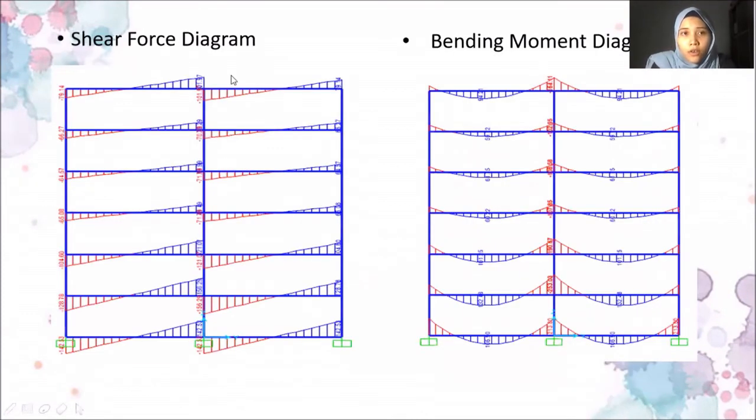Then for the shear force diagram, SAP 2000 analyzes the SFD for the beam on each floor, with the values. Likewise for the bending moment diagram, the software runs the analysis and shows the value of each part with the maximum bending moment. The red side here is the maximum bending moment for each floor.